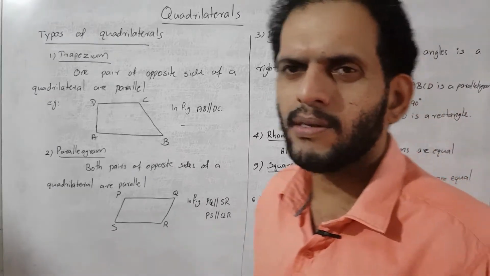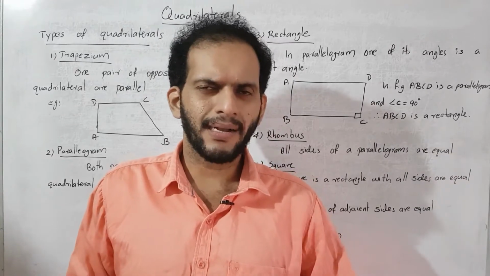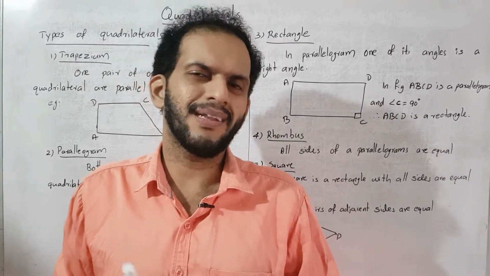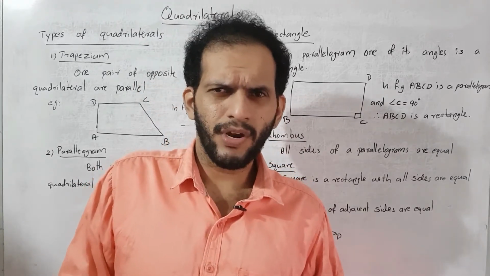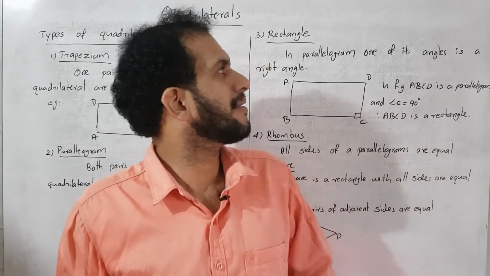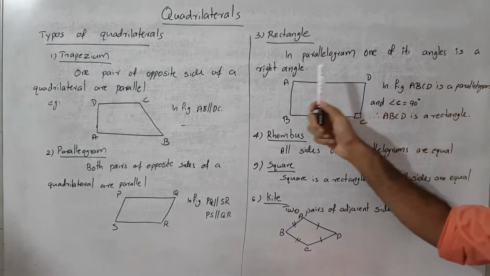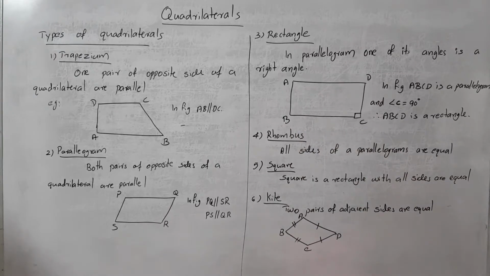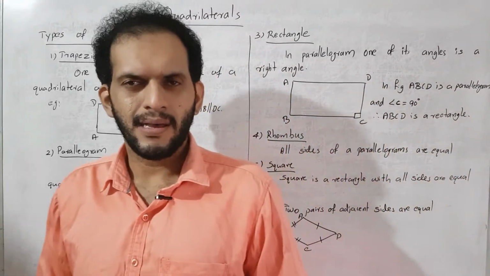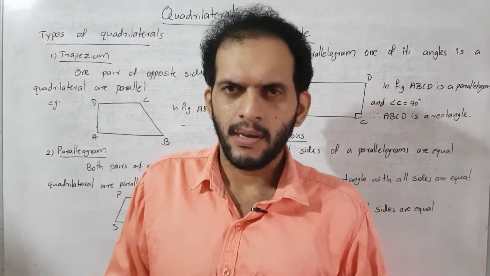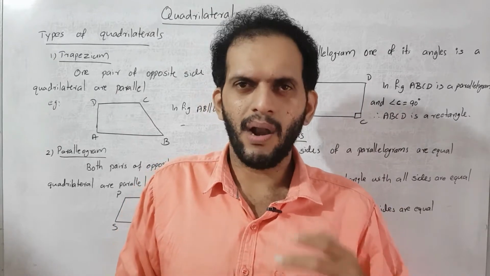Here, in the case of rectangle, we have a little change in the definition. We already learned the rectangle, but that time we did not use this definition; we studied it in a different way. Here we define the rectangle like this: a rectangle is a parallelogram and one of its angles is a right angle. But there we studied that a rectangle is a parallelogram with all angles 90 degrees.